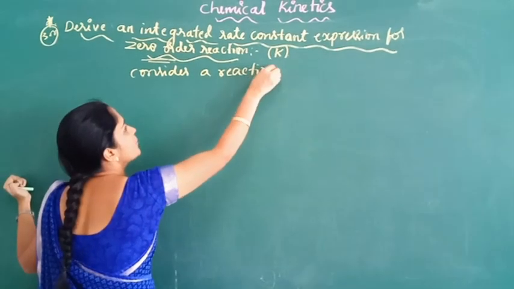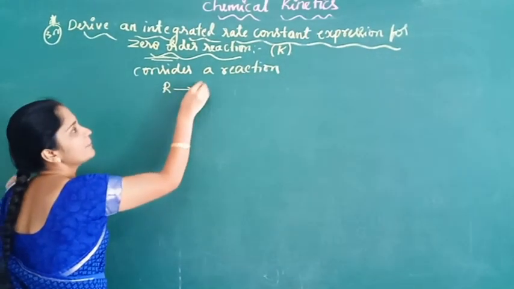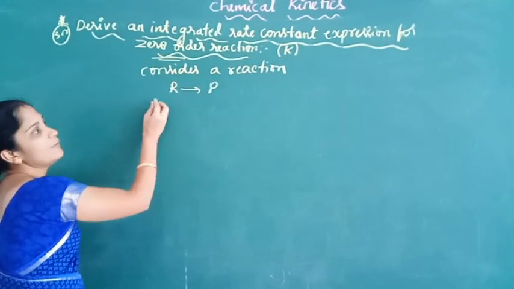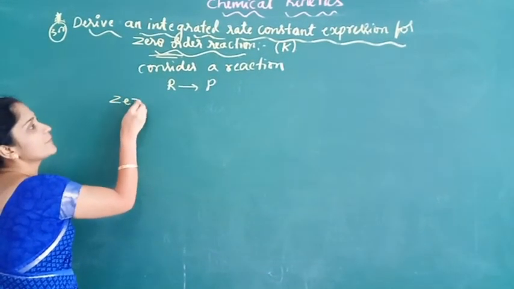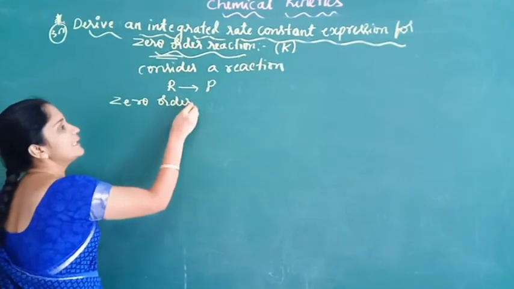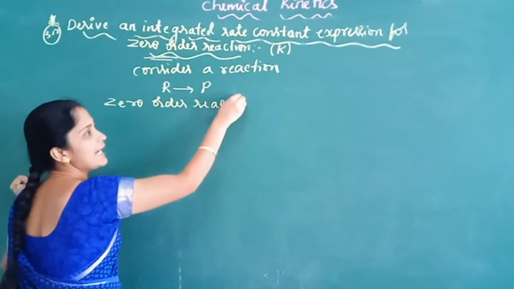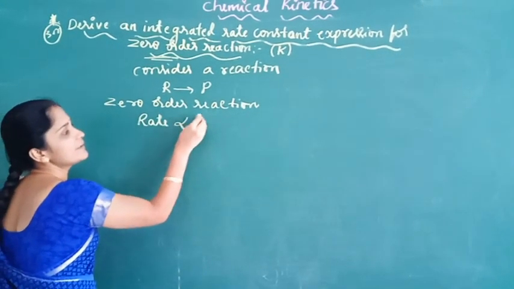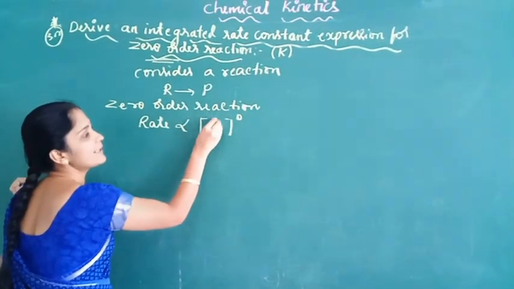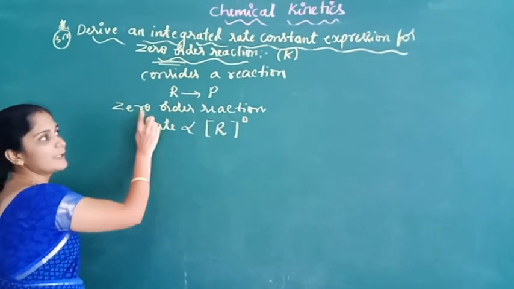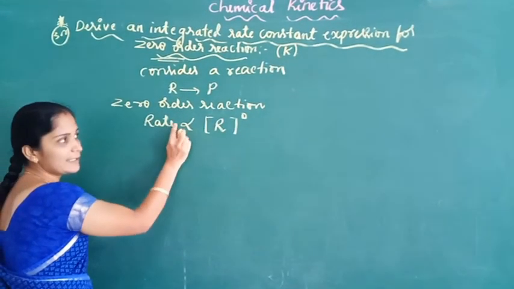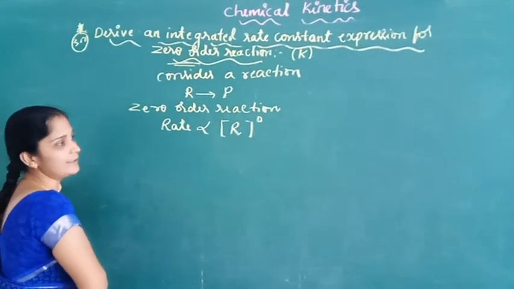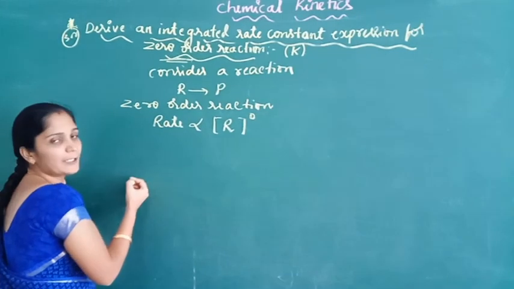R gives rise to P, where R is reactant and P is product. So for a zero order reaction, rate is directly proportional to the zeroth power of the molar concentration of the reactant. So we know that what is rate?